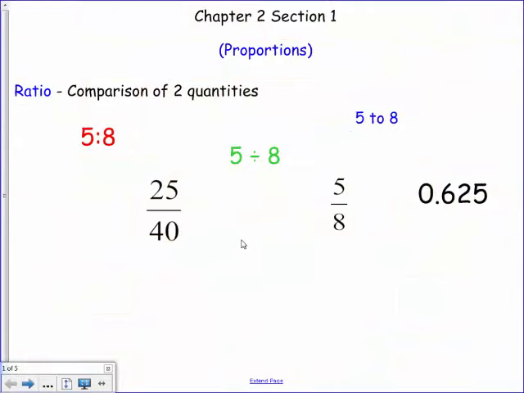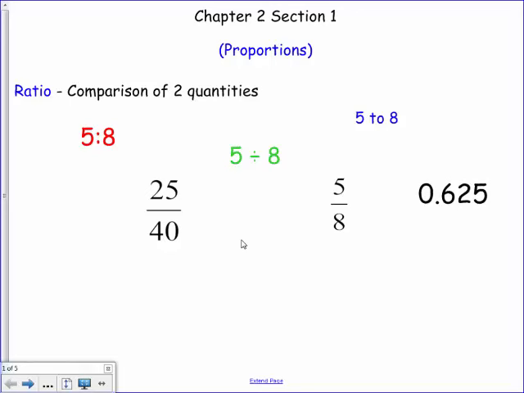Chapter 2 is dealing strictly with proportional thinking. Before we can start talking about proportions, we first need to understand what a ratio is. A ratio is a comparison of two quantities. They can relate, or they could not relate, but you're just comparing the two.